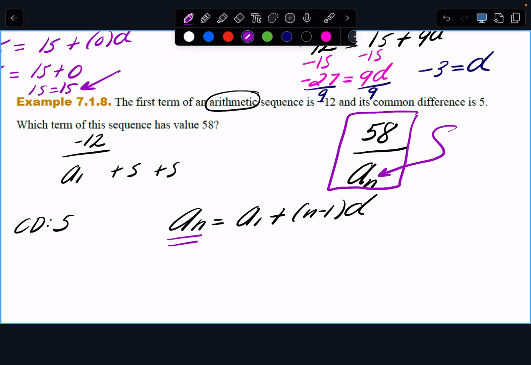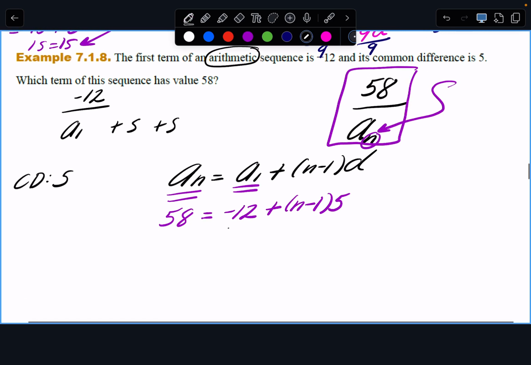So what is a sub n then? We know it: 58. So write 58 equals, what's a sub 1? Negative 12. We don't know n. See, n is the unknown. So write n minus 1, but we do know d is 5. Now look, this will actually be really quick. There's only one unknown, and it's n, which is what we need. So now you'll just solve for n. The first step would be add 12.